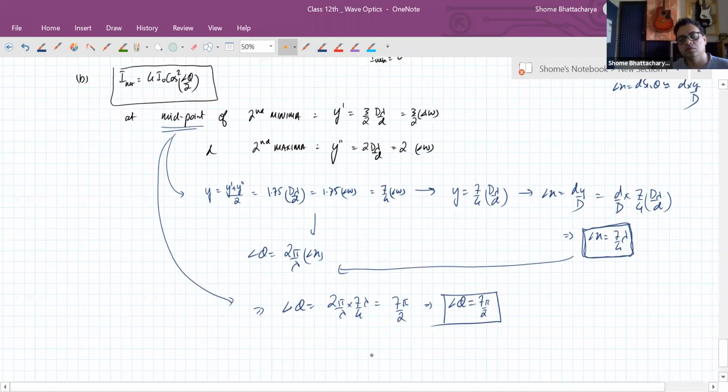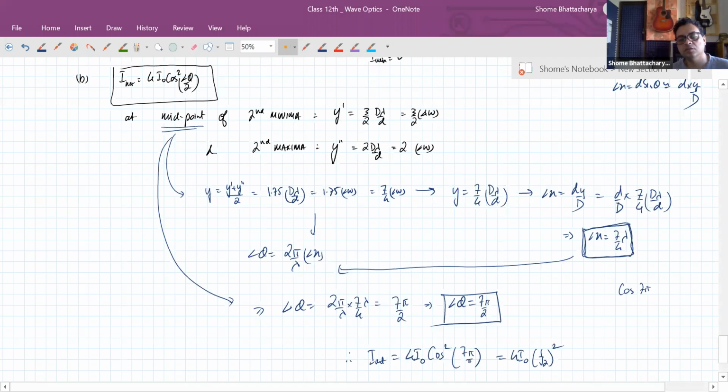So therefore, I net will become 4 I naught cos square of half of this. Okay. So that is 4 I naught into cos square. So not pi by 2, it should become pi by 4 only.